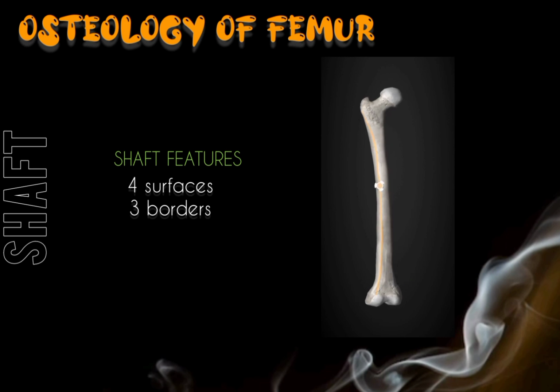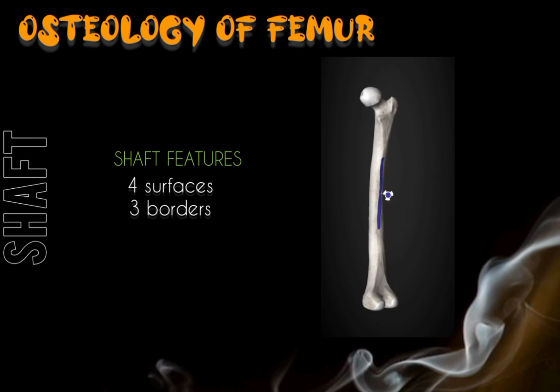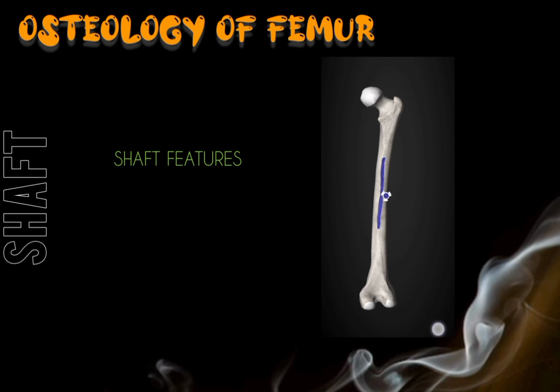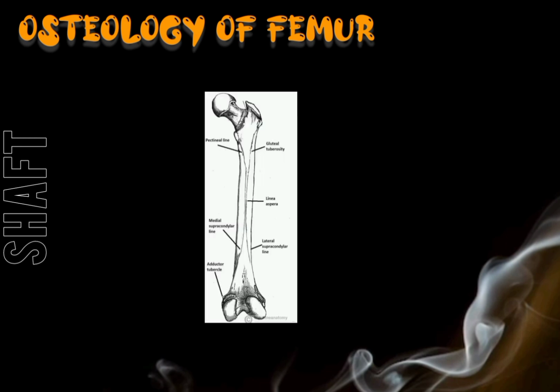The three borders are the lateral border, the medial border and the posterior border. The posterior border divides into two parts in the upper half of the femur, and it divides into two again at the lower end of the femur. So we will discuss that. This is a really easy figure for you to understand the posterior border. On the upper half you can see that the posterior border is bifurcating into two parts: the pectineal line and the gluteal tuberosity. The gluteal tuberosity is present laterally while the pectineal line is present medially.